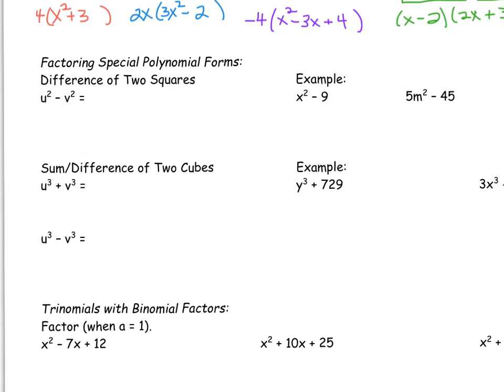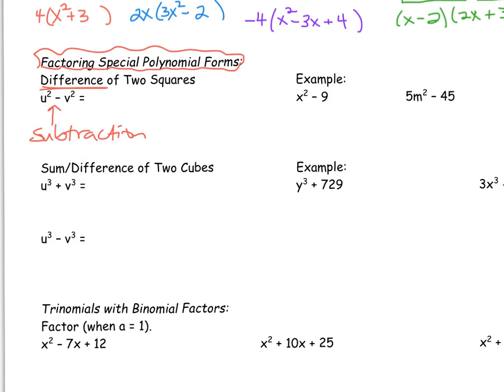Next up are some special polynomial factored forms. So you'll definitely want to make sure to know the templates for a variety of different types of factoring. The first one is called the difference of two squares, u squared minus v squared. So your terms have to be perfect squares to use this model, and it only works for subtraction.